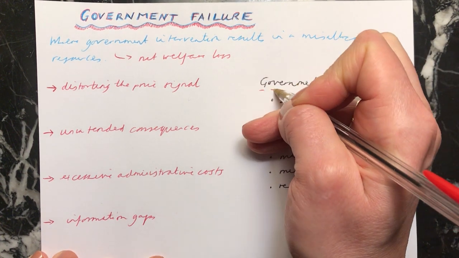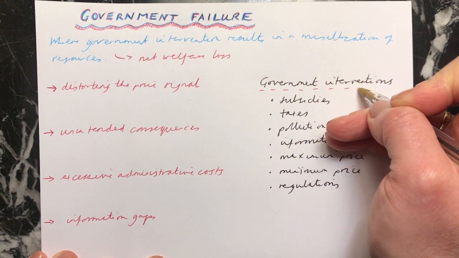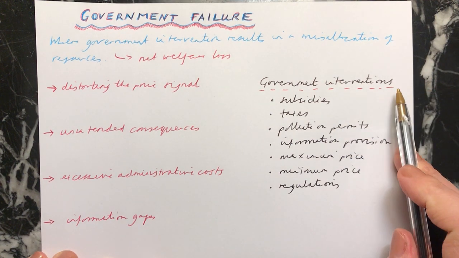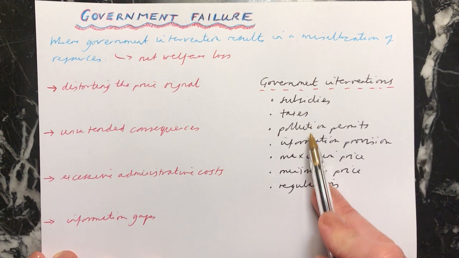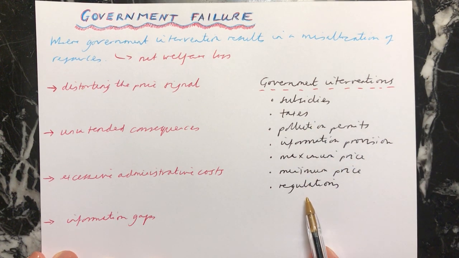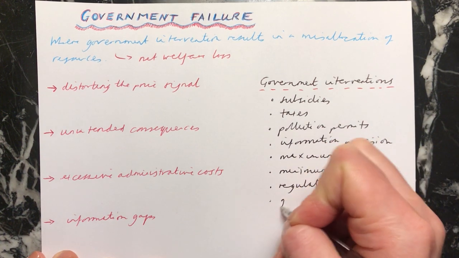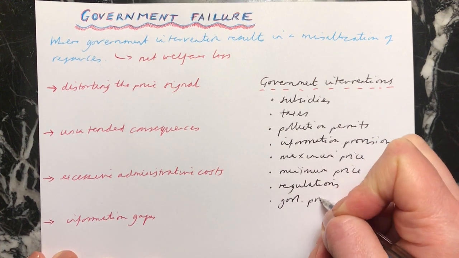We know that these are the type of government interventions that can occur. So if we have positive or negative externalities, if there's under provision of a good or service, and if there's asymmetric information, these are the interventions that the government might put in place. Subsidies, taxes, pollution permits, maybe providing information about something, a maximum price, a minimum price, regulations, and also there may be government provision of something.